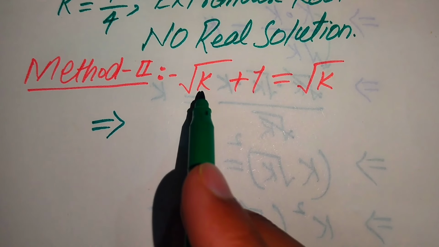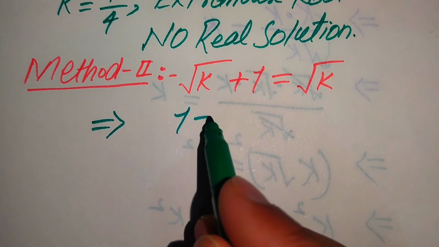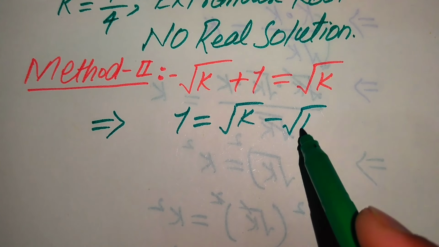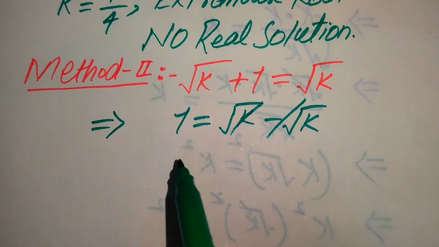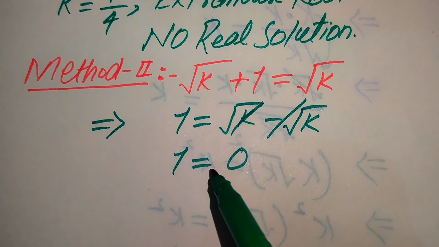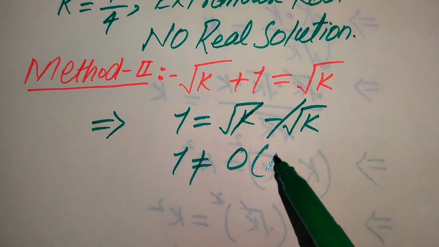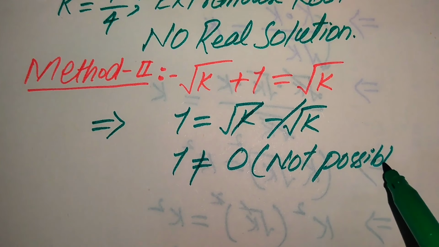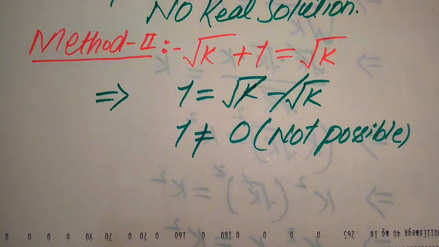So first we move square root of k to the right hand side, and it will be written as 1 is equal to square root of k minus square root of k. So these two cancel out each other, and we get here 1 is equal to 0. And here again you see that 1 is not equal to 0 in general, or in other words we say that it is not possible. It is not possible that 1 equals 0.